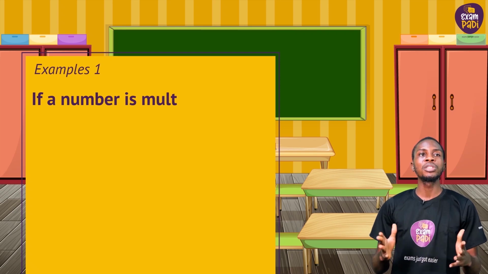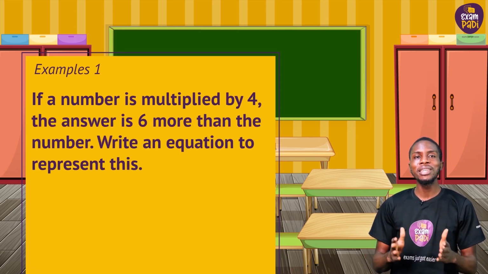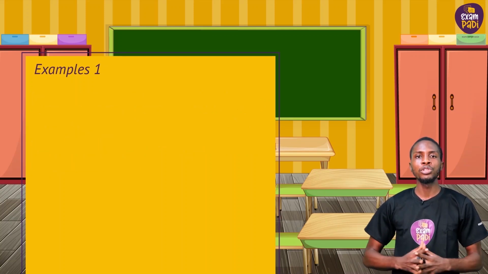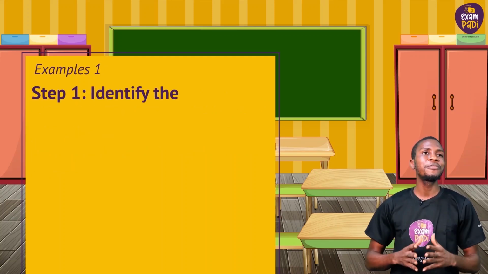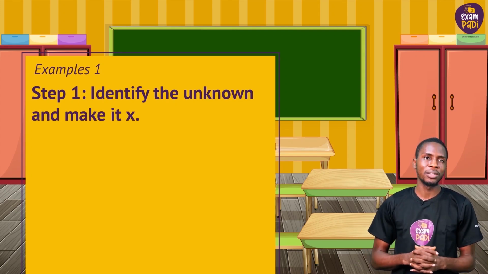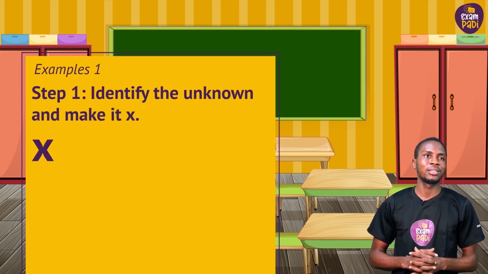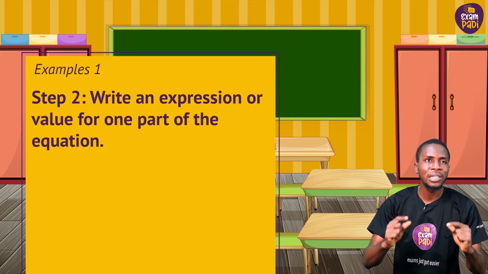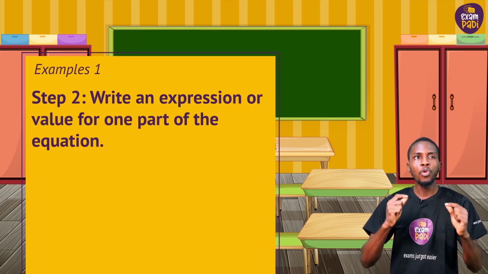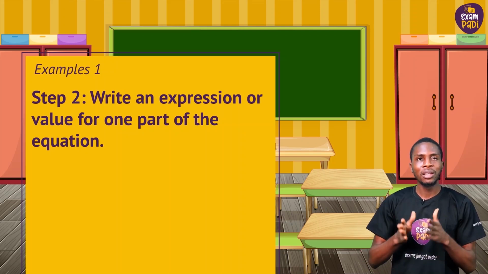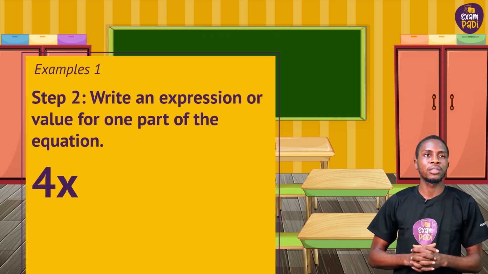Let's take a look at a few examples. If a number is multiplied by 4, the answer is 6 more than the number. Write an equation to represent this. Solution. Step 1. Identify the unknown and make it x. In this case, the unknown is the number, so we say the number is x. Step 2. Write an expression or value for one part of the equation. One of the phrases states that the number is multiplied by 4. We write this as 4 times x, which equals 4x.